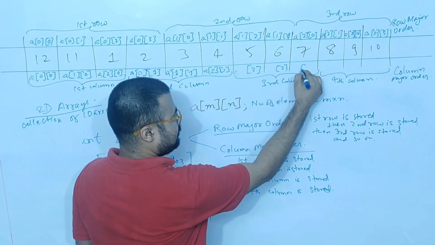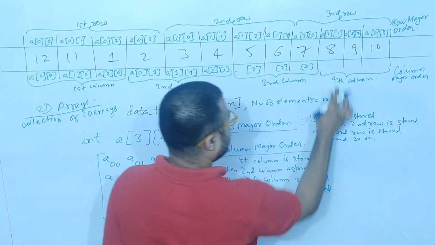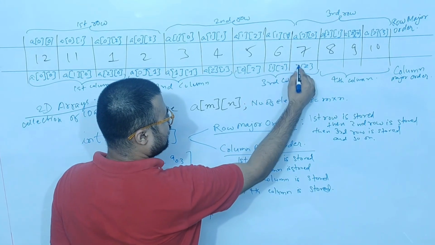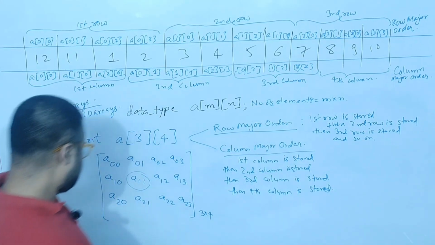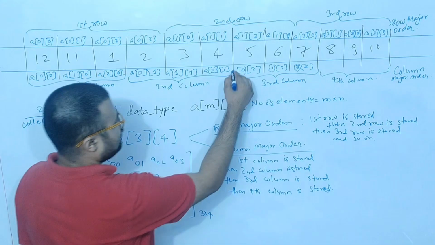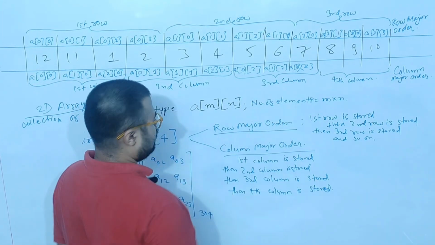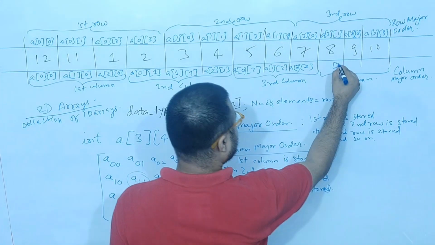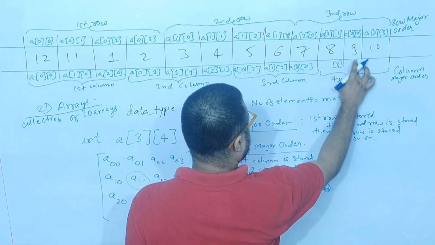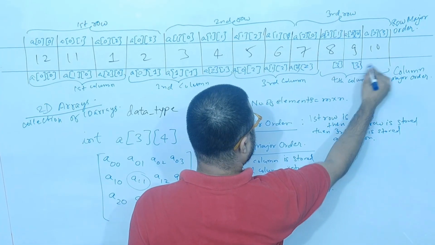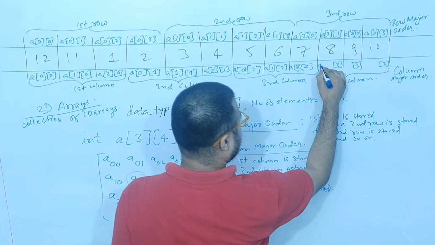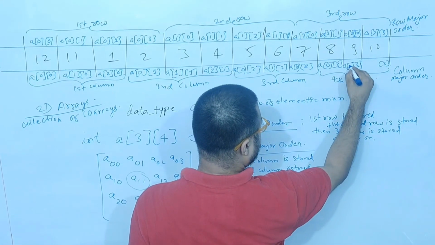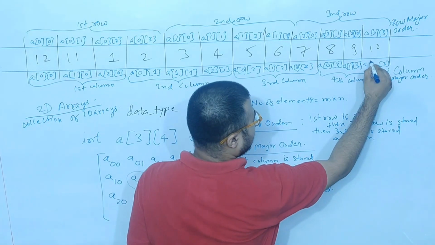Okay, the third column. The number of elements in the third column is 3, and this will go from 0, 1, 2. Okay, A02, A12, A22. Now the fourth column. Fourth column means the placeholder is 3: A03, A13, A23.